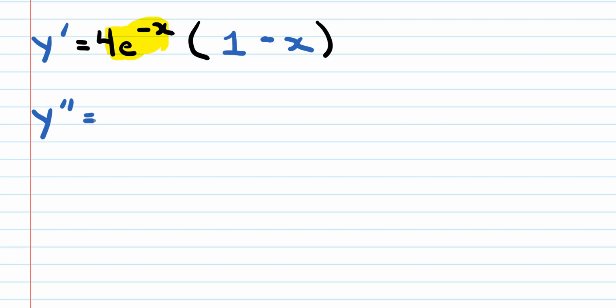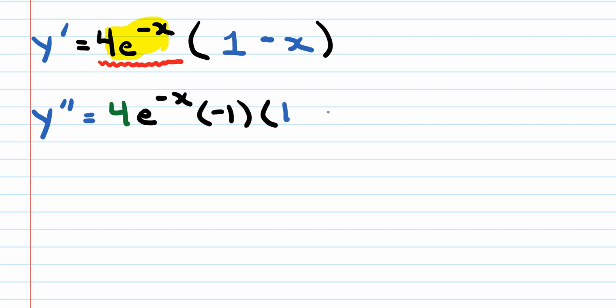And I can use the product rule again. So the derivative of 4e to the negative x. How do I find the derivative of that? Well, the constant here is 4. And then e to the negative x I can write out as e to the negative x times negative 1. Okay, so that's the derivative of the first term. And then we multiply this by the second term, which is 1 minus x. And then I close the bracket.